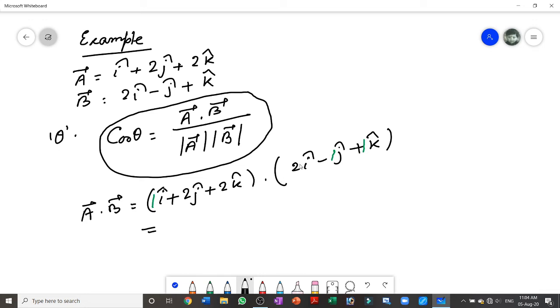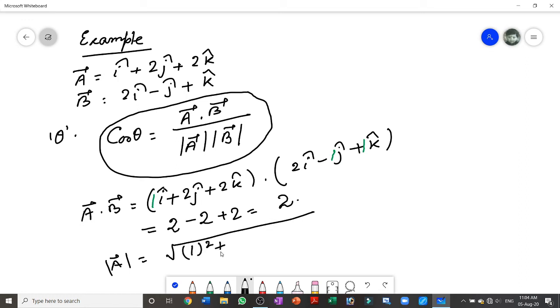That is 1 into 2, it will be 2, and both are plus sign, so it will be plus. Now plus 2 into minus 1, that will be minus 2. Now plus 2 into plus 1, that will be plus 2. So the answer will be 2. Now we have to find mod of a. What will be the value of mod a?